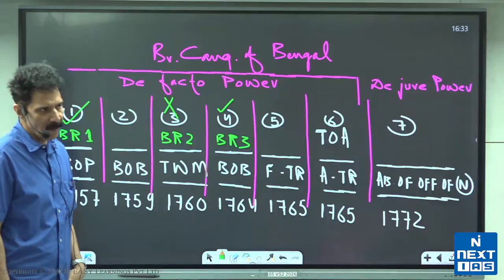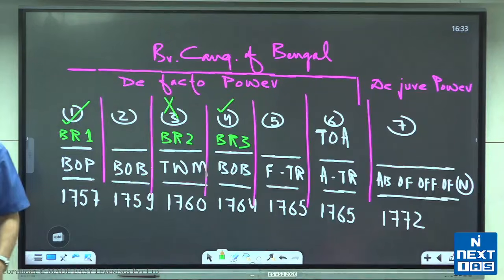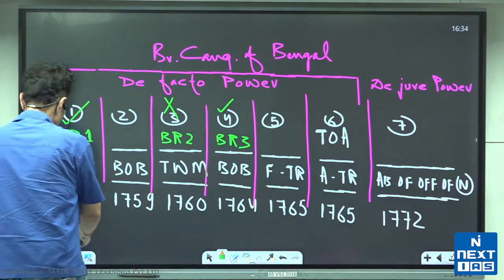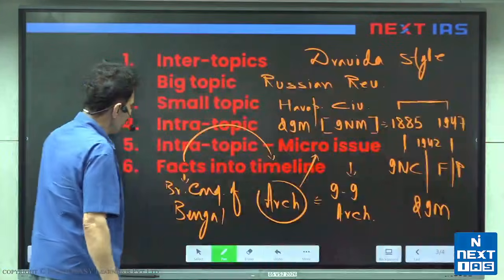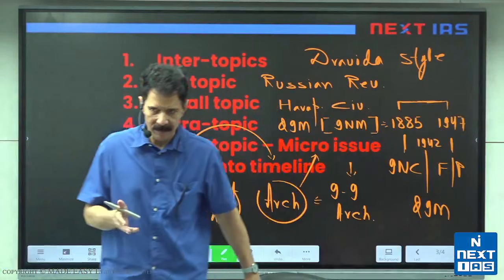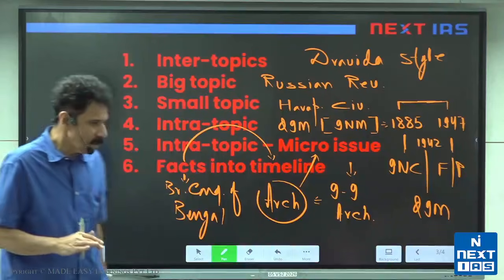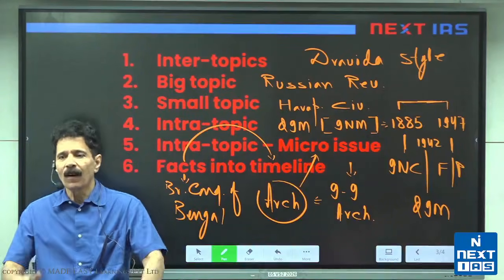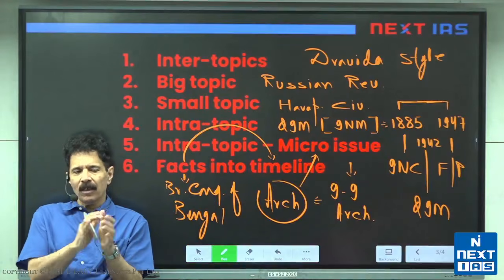Alright. So this is the example of the last one, facts converted into timeline. I've discussed all the six. Now finally, what is the takeaway? What is the lesson?